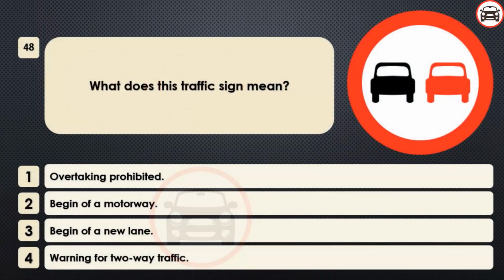What does this traffic sign mean? 1. Overtaking prohibited. 2. Begin of a motorway. 3. Begin of a new lane. 4. Warning for two-way traffic.